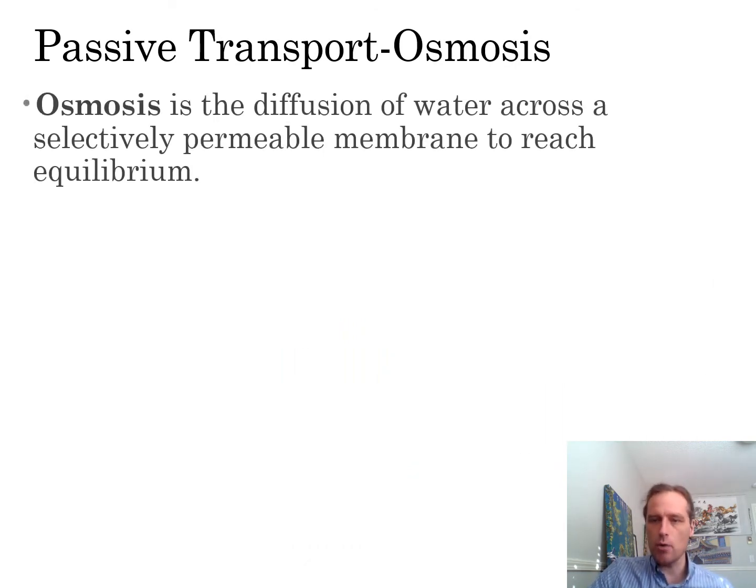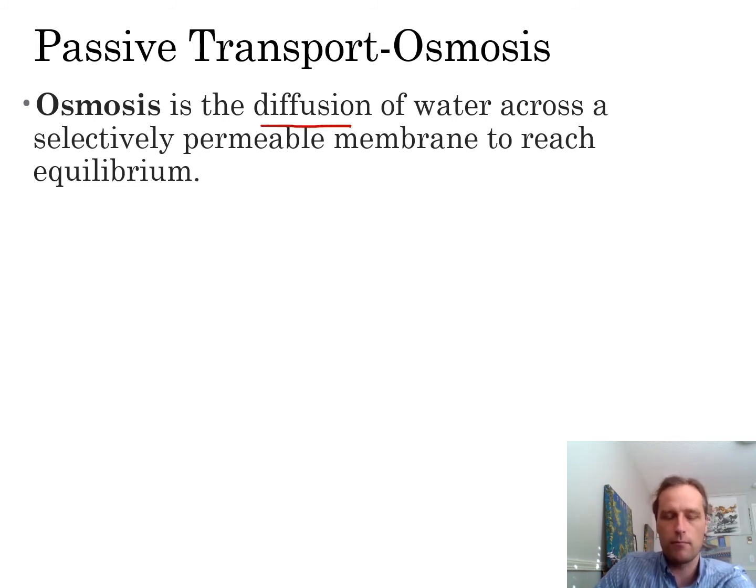Passive transport, osmosis. In plain words, osmosis is the diffusion of water across a selectively permeable membrane to reach equilibrium. So this is a kind of a tough one, but it sort of seems simple, and that's usually why it's tough. It's because students don't focus enough on it. So it's not that simple.